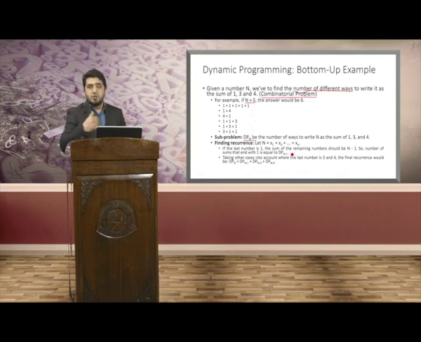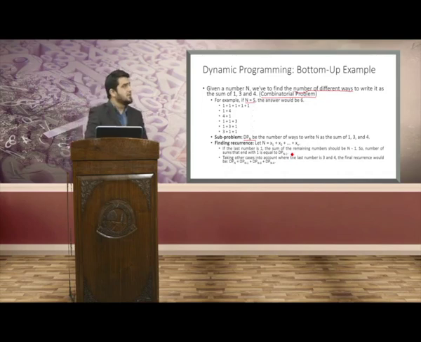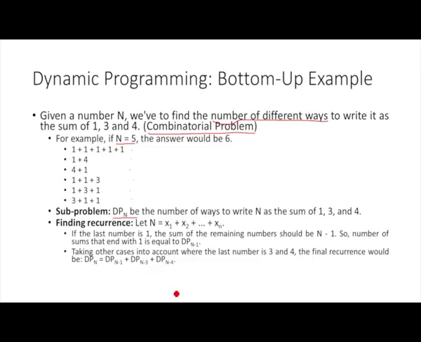Now, if we want to find a solution to this problem using dynamic programming, we have to define a sub-problem. So, let's suppose dp subscript n is the number of ways to write n as the sum of 1, 3 and 4. Now, we need to define a recursive statement which solves this problem from the smaller sub-problems. Now, looking at these different solutions as illustrated there, for example, if we take n equal to 5, so define the sub-problem: let dp of n be the number of different ways to write n, the input value, as the sum of 1, 3 and 4.